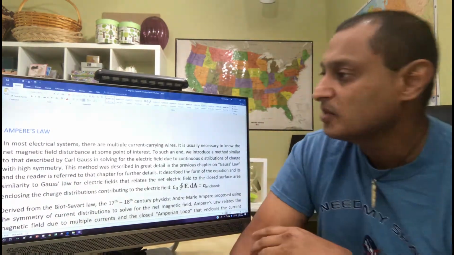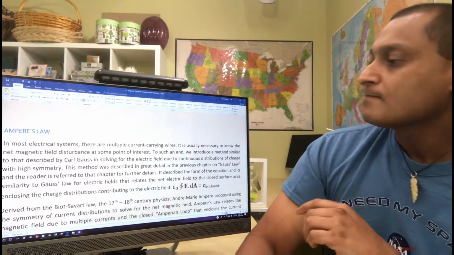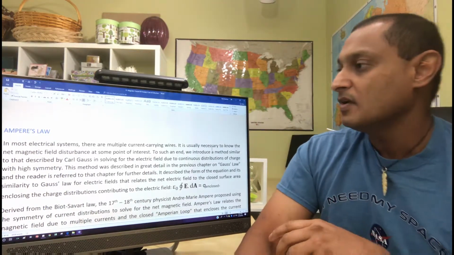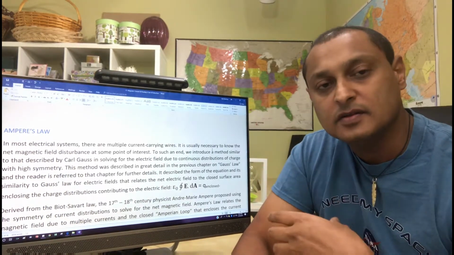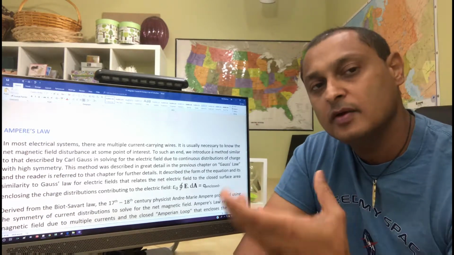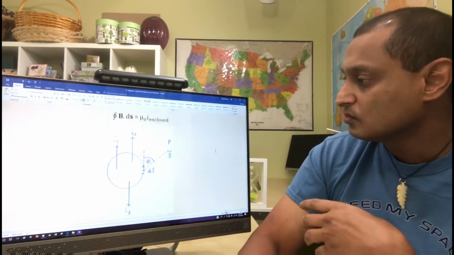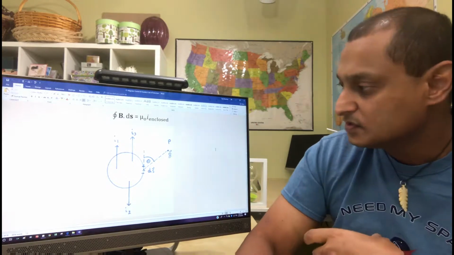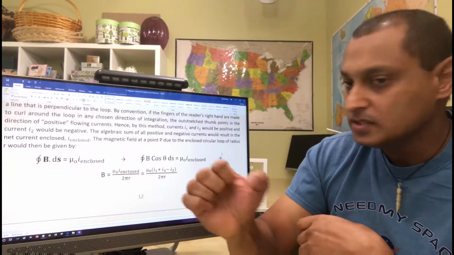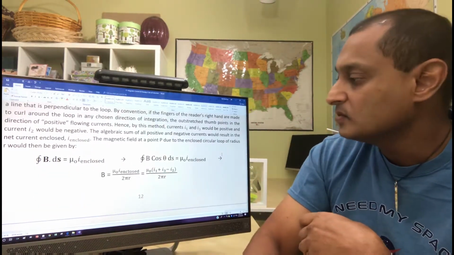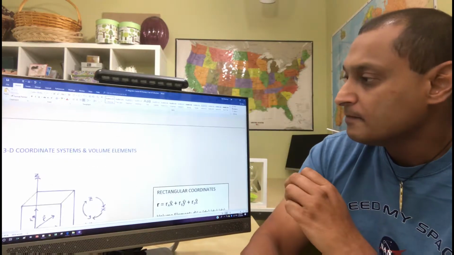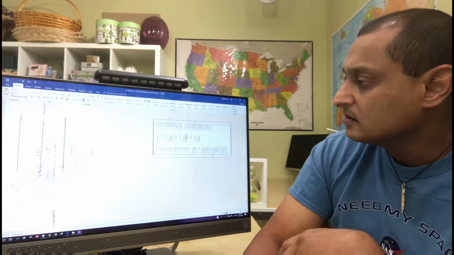This chapter also talks about Ampere's law. Ampere's law deals with calculating the magnetic field due to multiple currents flowing at the same time. It's a relatively simple rule to apply, but it's also very, very useful. It also uses the right-hand grip rule as well, and the reader can pay attention to that in the course of the chapter.